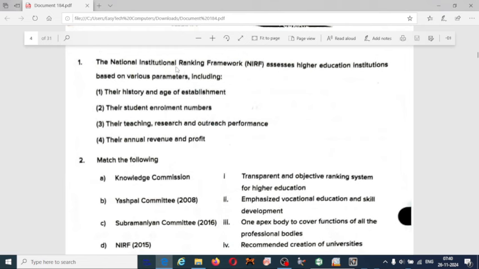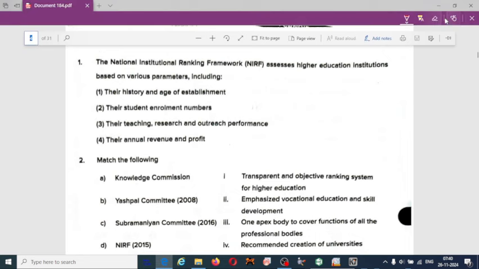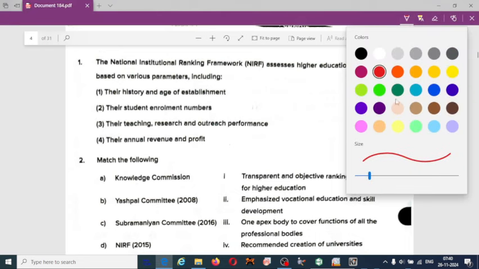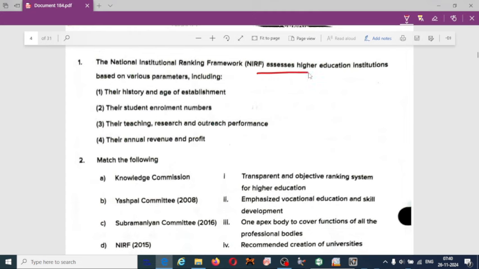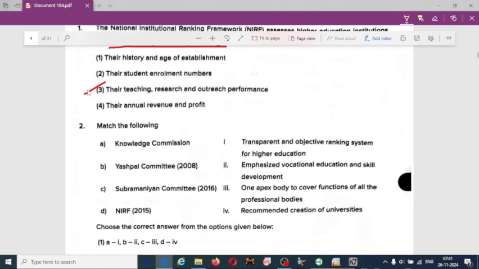National Institutional Ranking Framework assesses higher education institutions based on various parameters including their history and age of establishment, student enrollment numbers, their teaching, research and outreach performance, their annual revenue and profit. So basically NIRF assesses their teaching, research and outcome performance in higher education institutions. So option 3 is correct here.